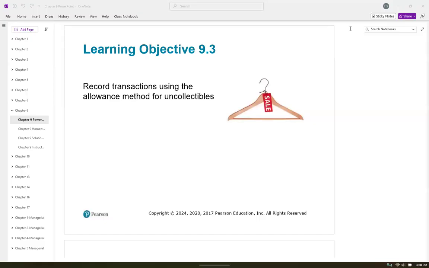All right, so we're on learning objective 9.3. We are going to be talking about the allowance method. Remember, there are two allowance methods: percent of sales and aging of receivables.